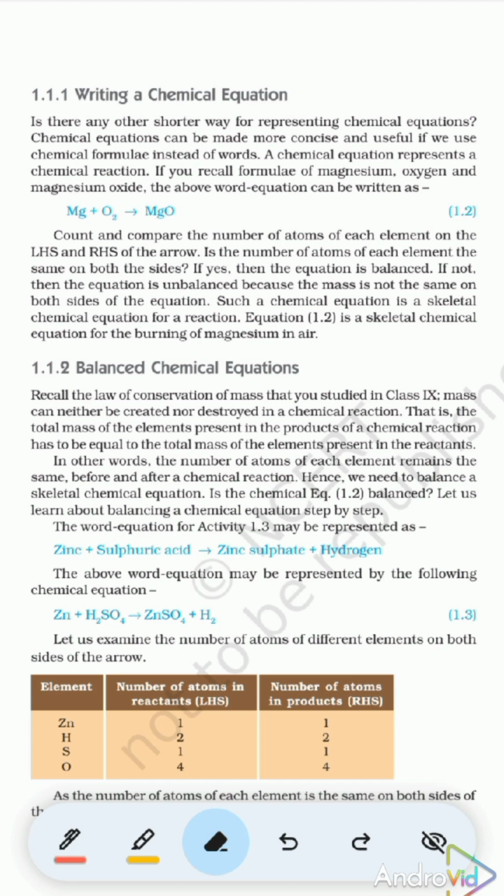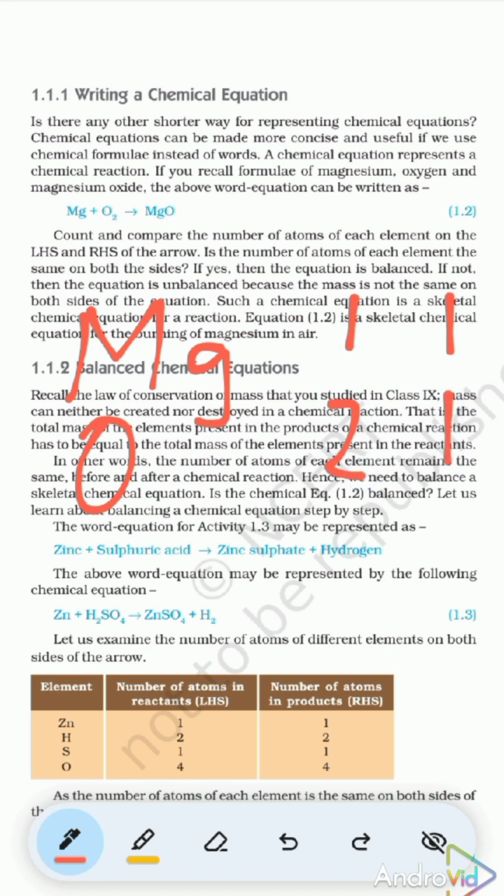So if we see on the LHS, for Mg it is 1. On the right hand side it is 1. On the left hand side for oxygen it is 2, but on the right side it is 1. So hence this equation is not balanced. So we have to balance this.